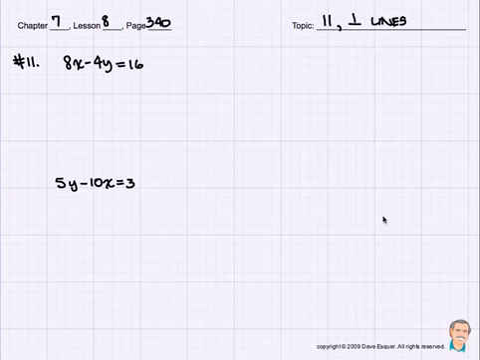Here we go. Chapter 7, Lesson 8 is on page 340. We're going to be talking about parallel and perpendicular lines and how we can come up with equations that are parallel to each other or perpendicular to other ones.